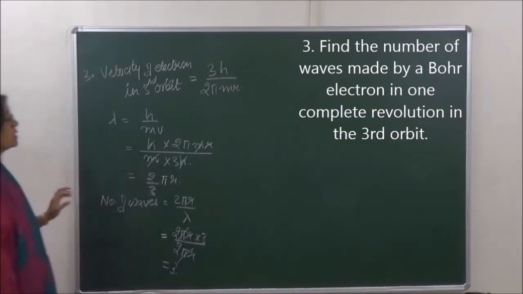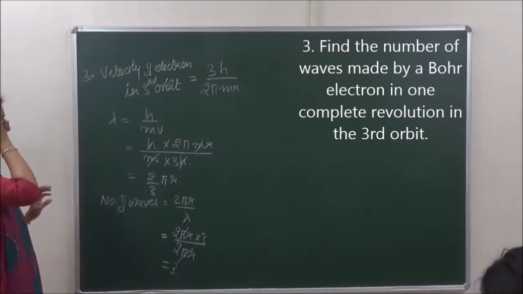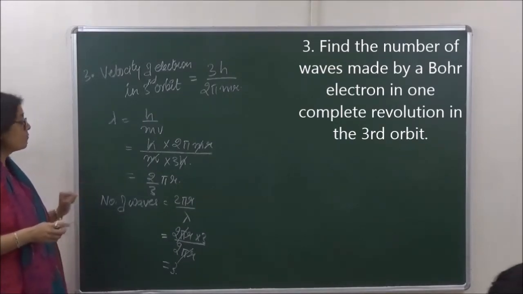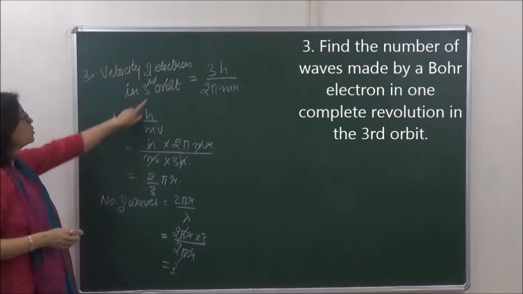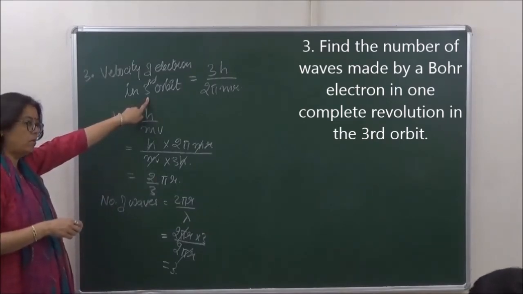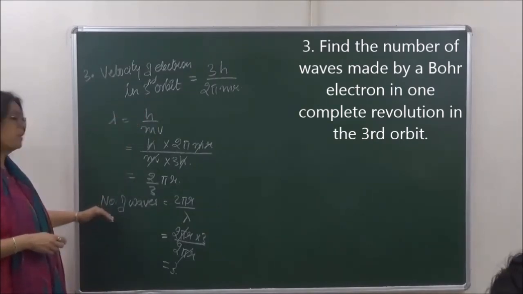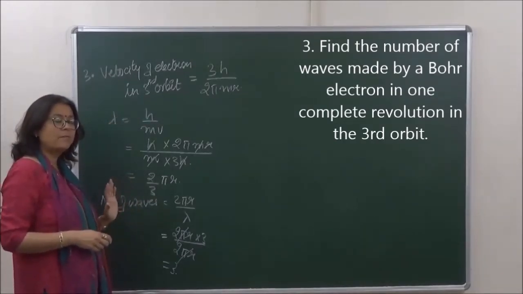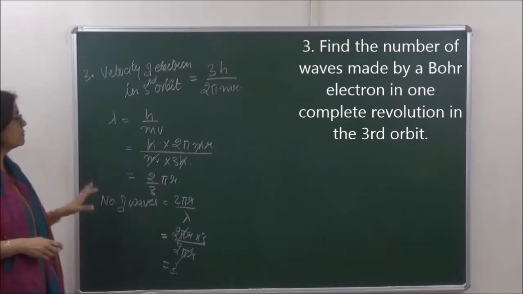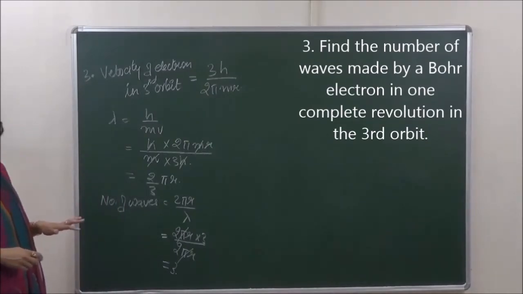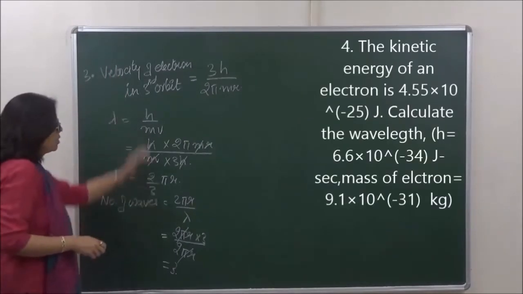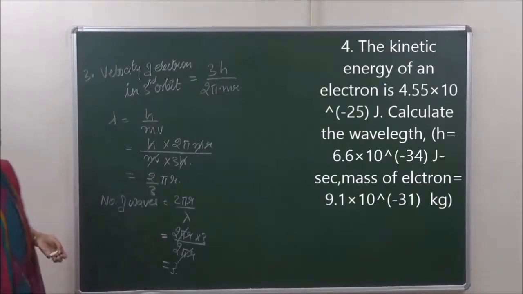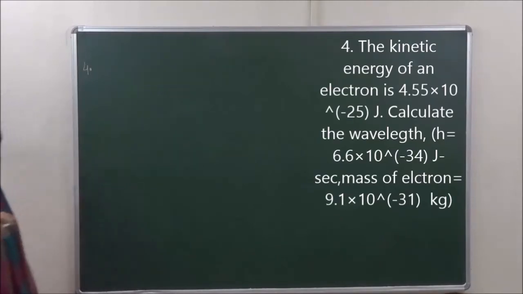So 3. Now what is the shortcut to this? We do not have to undergo such a long calculation to calculate the number of waves. You have to remember that the number of waves is always equal to n. Right? So if the question is to calculate the number of waves in the fifth orbit, the number of waves will become equal to 5. Okay? Number of waves is always equal to n. Is it clear? So we do not have to do this entire calculation. Right? Let's go to question number 4.